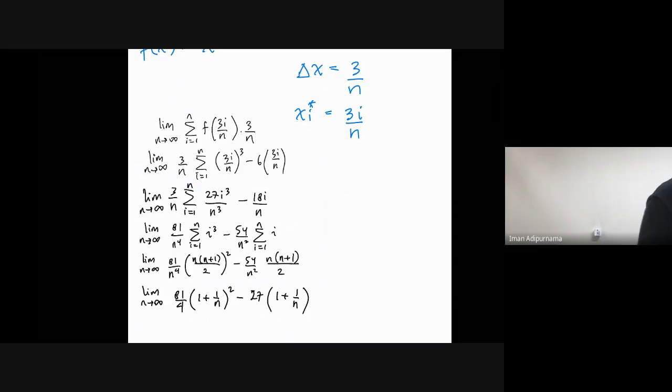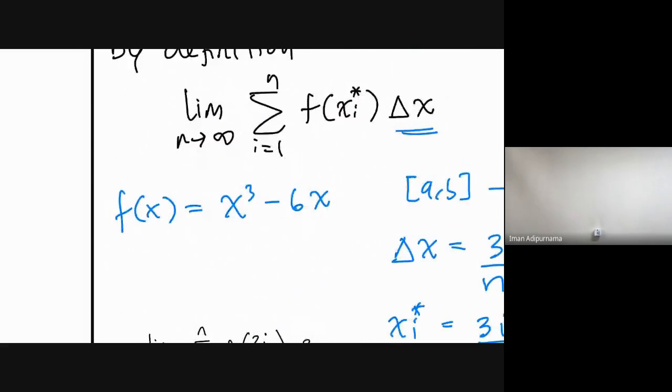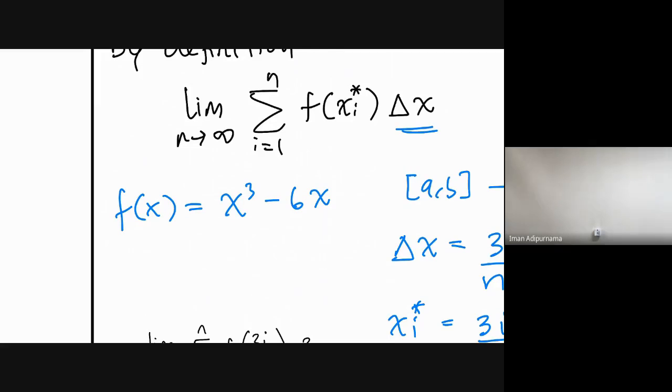Now for this 1 over n, let's substitute the limit inside the n. This becomes 0. So the solution is just 81 over 4 minus 27, which is around 6, or 6.5. You can try with a calculator. If you bring a calculator, you can try integrating these functions from 0 to 3. What is the result? Can you calculate?